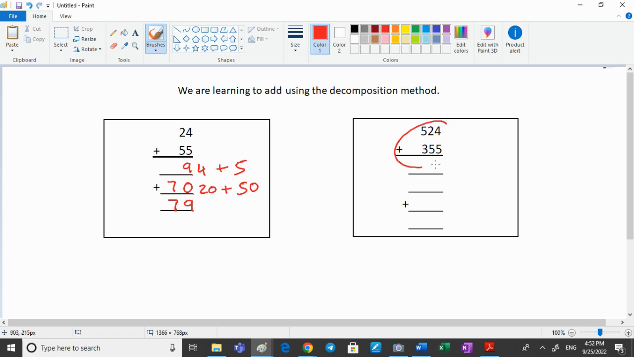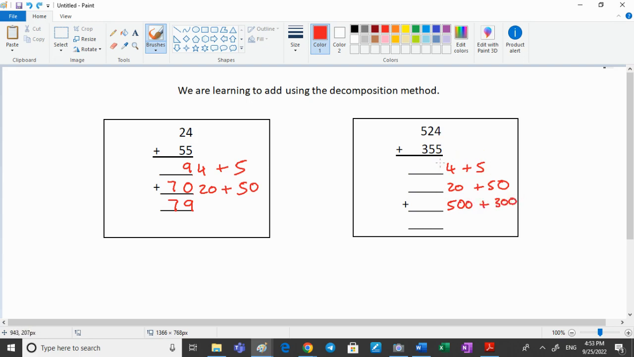And our second example over here, we have 524 plus 355. Again, we start on the right hand side. In this example, the ones, we have 4 plus 5. We now have 2 plus 5, 2 tens plus 5 tens. And now in the hundreds, we've got 5 hundreds and 300. Again, it's not 5 and 3, it's 5 in the hundreds place, 500 plus 300.